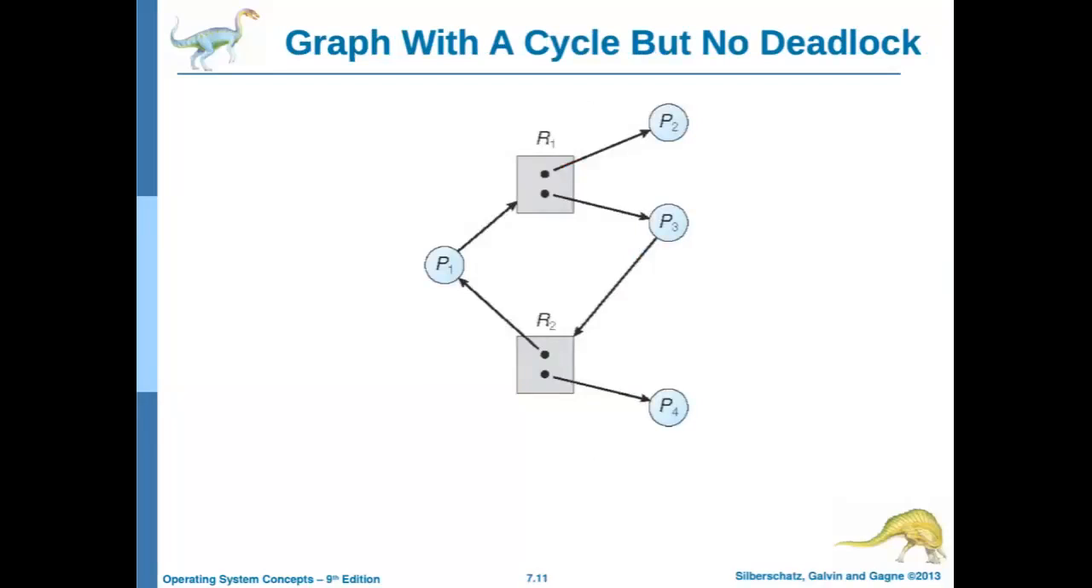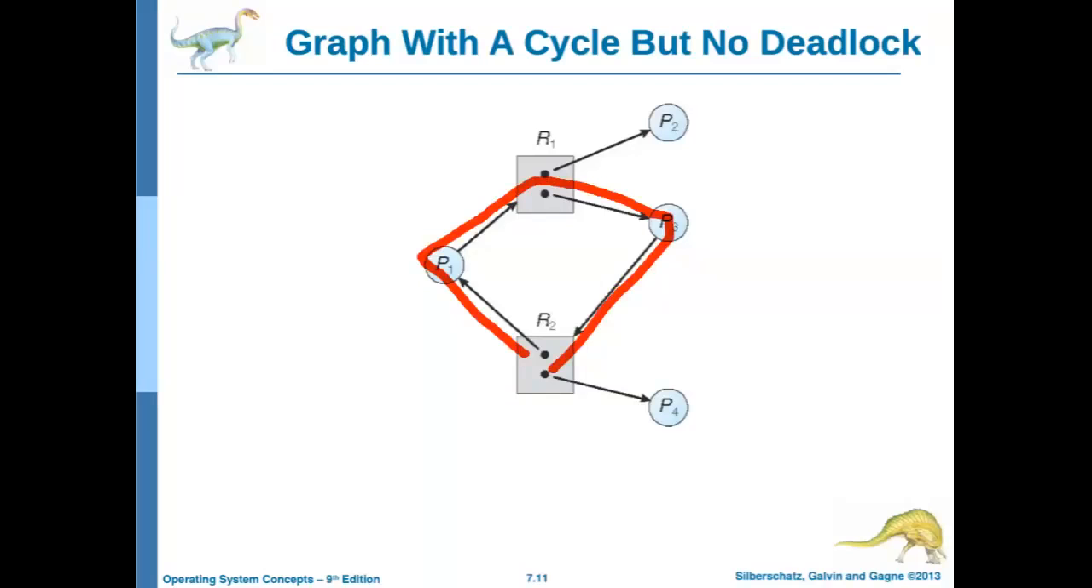Now here, again, if I start with R2, R2 to P1, P1 to R1, to P3, to R2. This is a cycle because we are coming back to R2, but remember, this is not a deadlock. Why this is not a deadlock is very simple. We have multiple instances here. See, 1 and 2 instances are there, 1 and 2 instances are there.